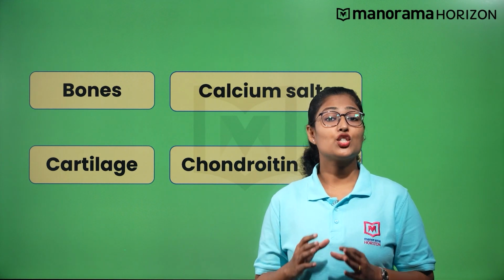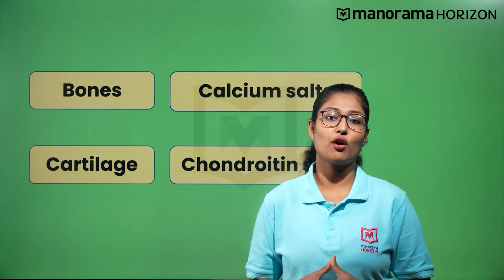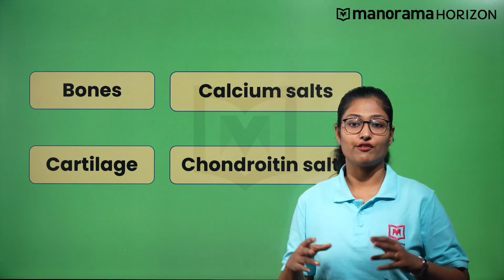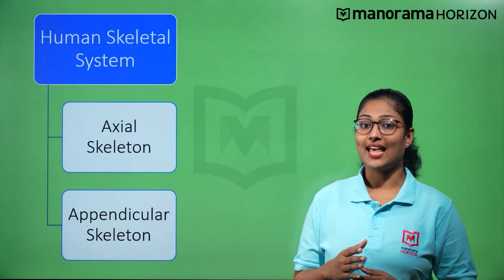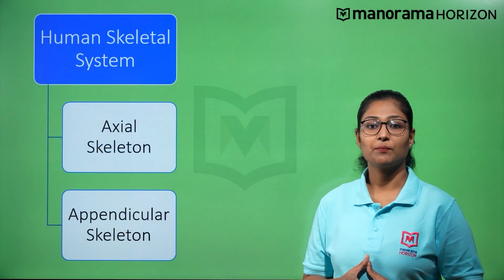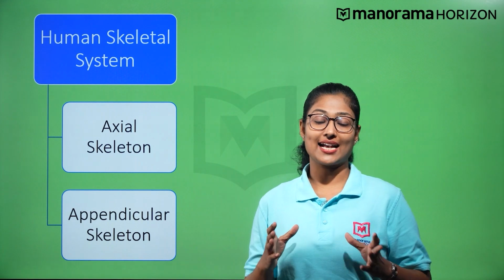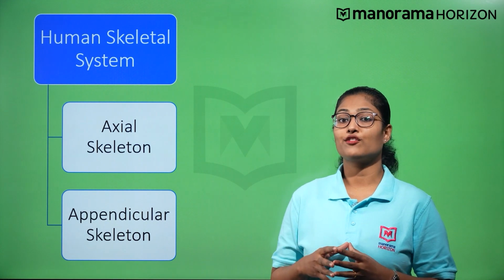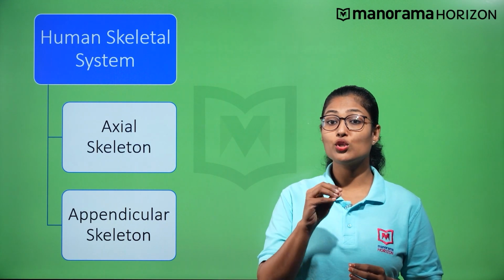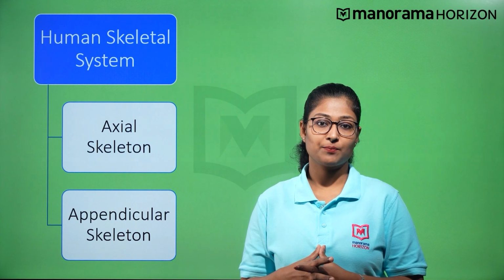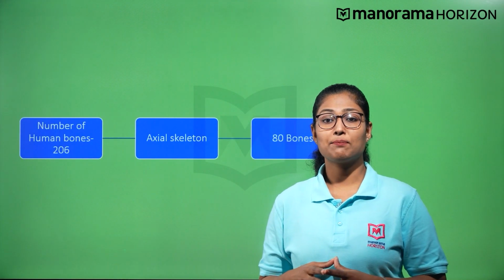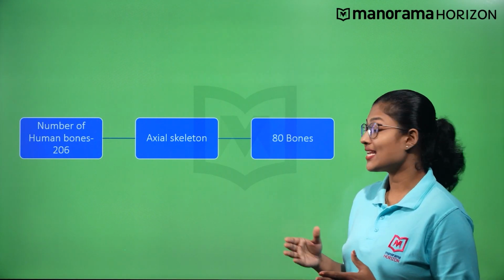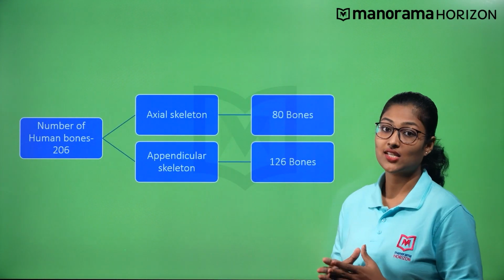Recall that there are 206 bones in our human body. To ease our learning, we can categorize them into two divisions, that is, axial and appendicular skeletons. First, let us discuss the axial skeleton. These belong to the core part of the body, or we can say that those parts form the body axis. Axial skeleton comprises 80 bones. The appendicular skeleton is a combination of 126 bones.